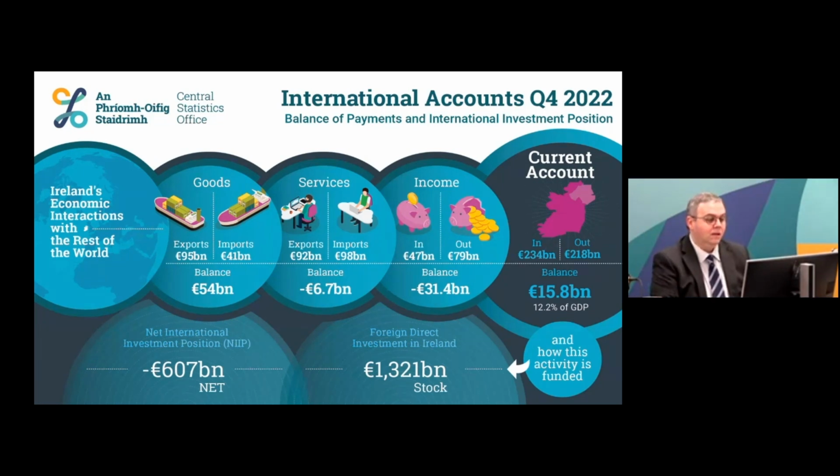Our net international investment position at the end of the quarter was minus 607 billion euros, and our stock of foreign direct investments in Ireland stood at 1.3 trillion euros at the end of the quarter.